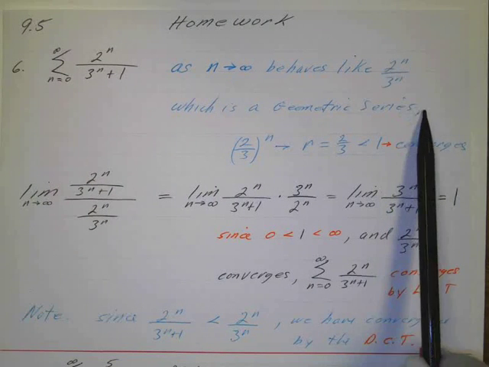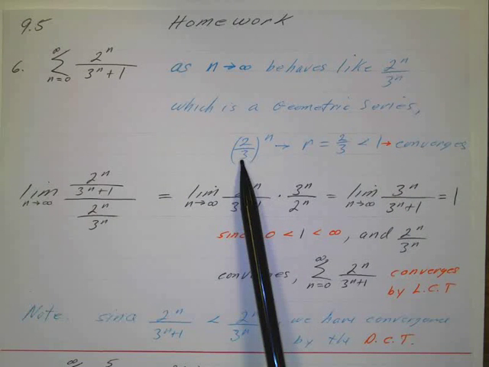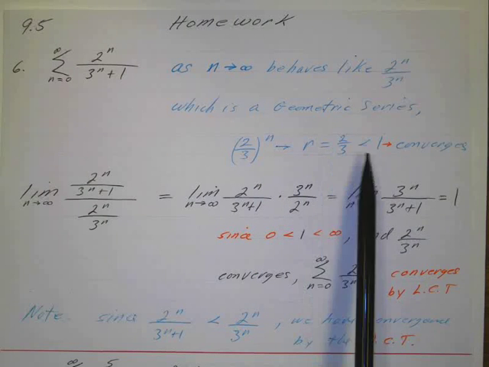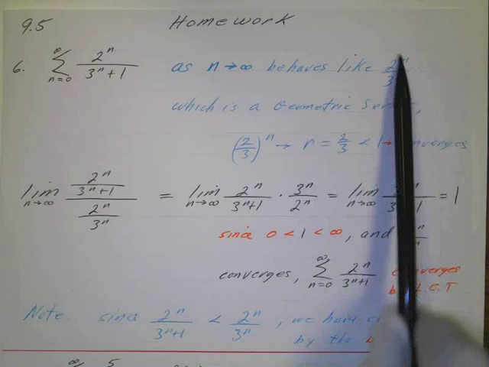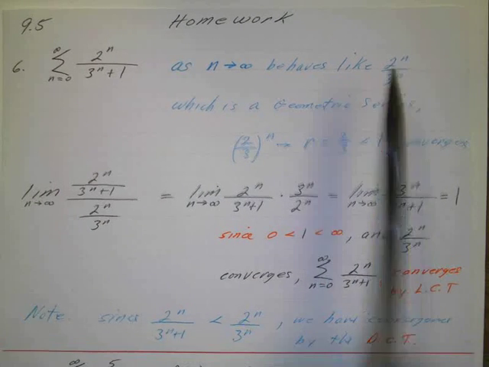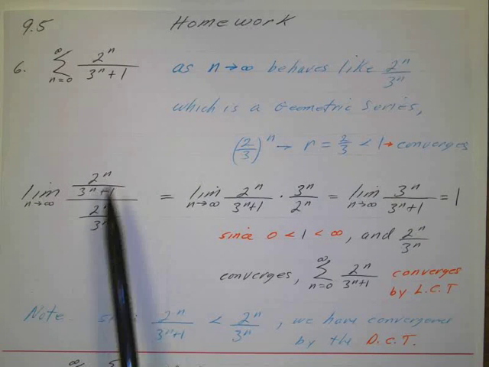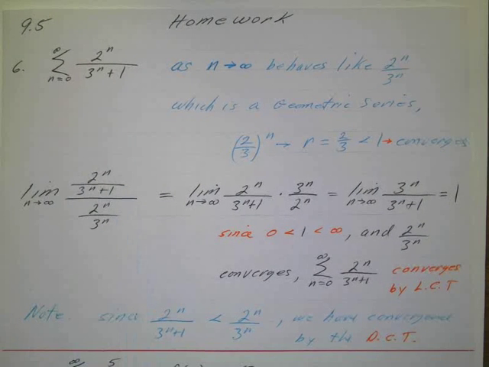And that's a geometric series, and if I write it as 2 to the n over 3 to the n, or (2/3) to the n, the ratio is 2/3, and that's less than 1, so this converges. So this comparison series that I'm going to use converges, so we'll check the limit comparison test to see if this also converges, if they behave the same way. So we can take this series over this series. This is the limit comparison test.